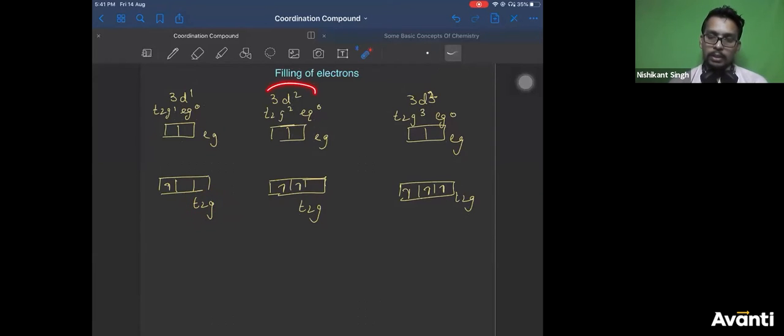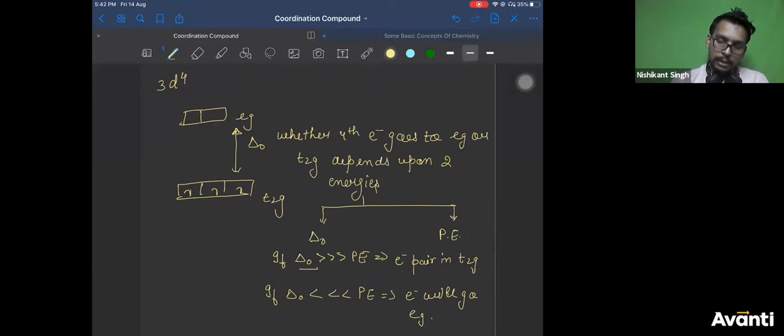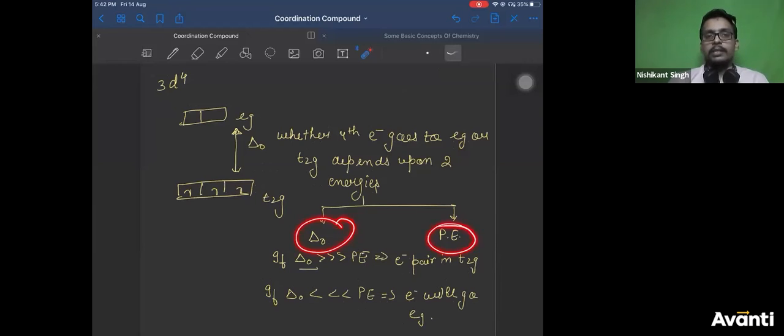Then you came to d2, also 2 electrons fine. d3, also 3 electrons fine. What about the fourth electron? Will the fourth electron be filled in T2G or EG? What do you guys think? Very good. So the fourth electron can be filled in T2G also. It can be filled in EG also. That depends upon two energies. What were those two energies? Delta O and pairing energy. In short, it depends only on the delta O value.